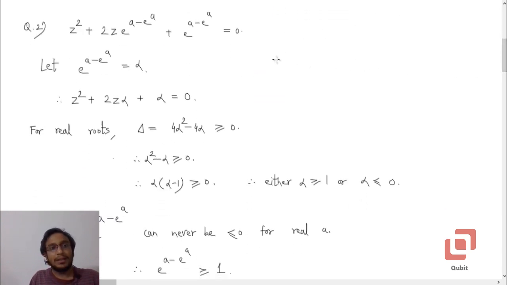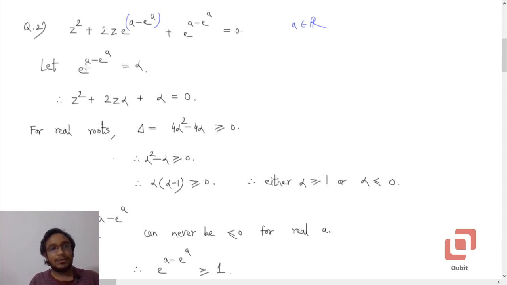This was the only question, I guess, from complex numbers. You were given a quadratic equation, sorry, not a differential equation, a quadratic equation: z squared plus 2z times e to the power a minus e to the power a, plus e to the power a minus e to the power a, equal to 0. And I guess it was asked for what values of real a are the roots of this quadratic equation real.